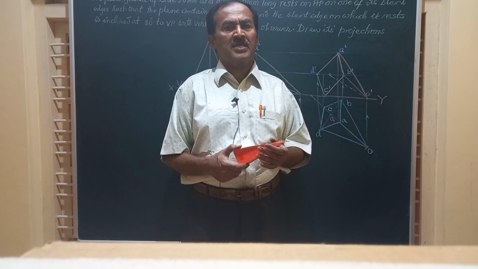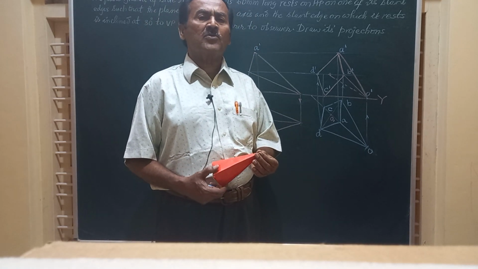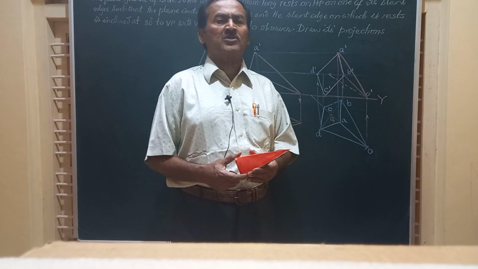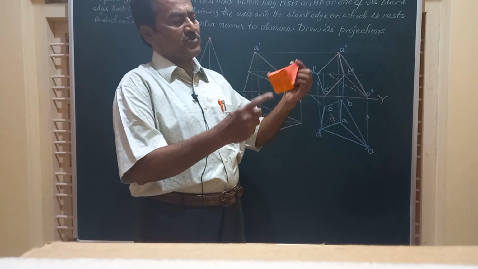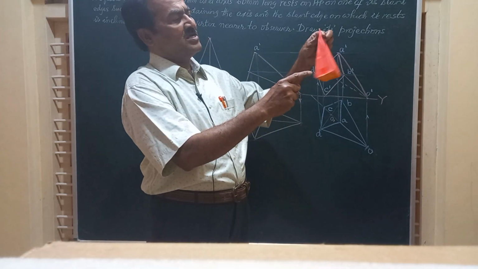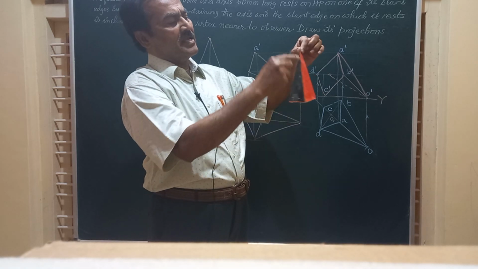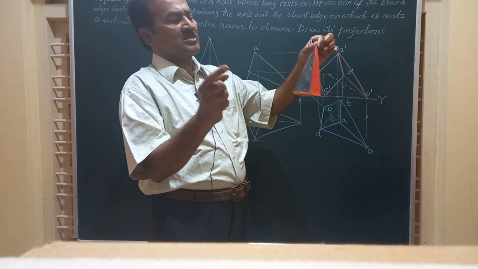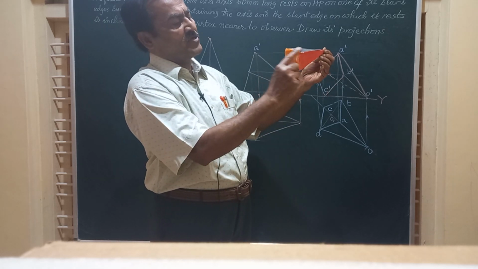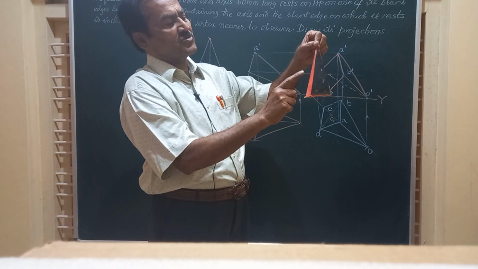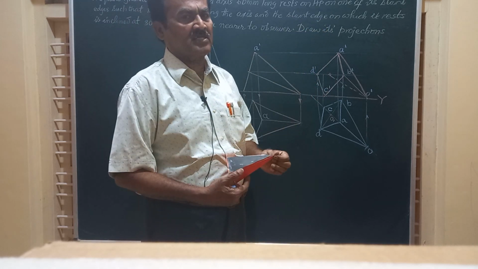Myself Dr. M.H. Chennaiya, and in today's video we are going to work out a problem on the projection of a square pyramid. Friends, as you all know, a square pyramid will have a square base, and this base is connected to the vertex by a number of slant edges. So it has got four slant edges and four edges of the base. In other words, it has got four triangular faces on its lateral surface.